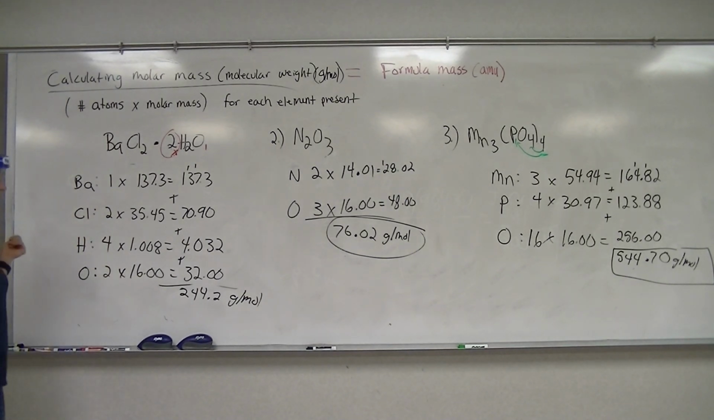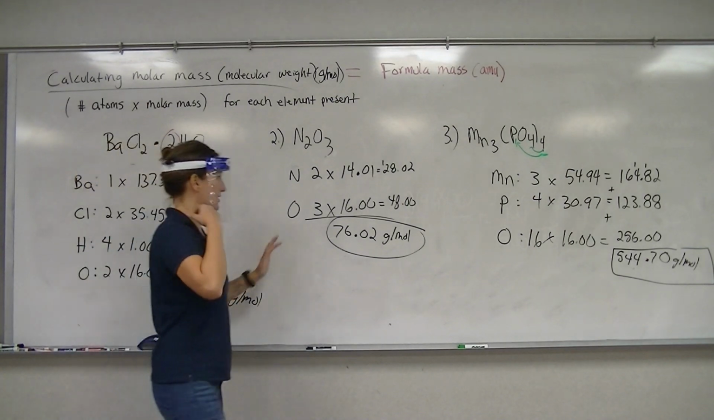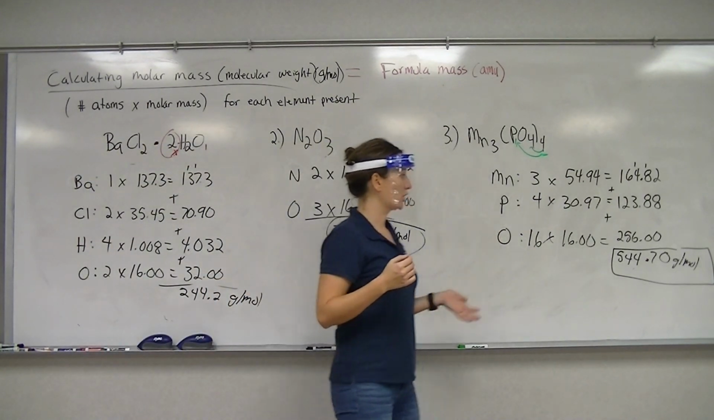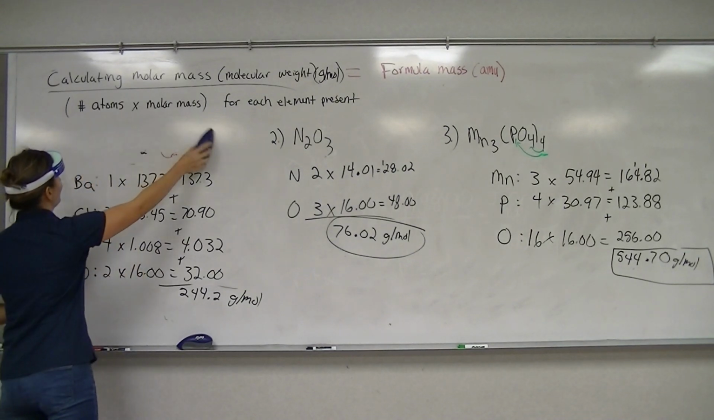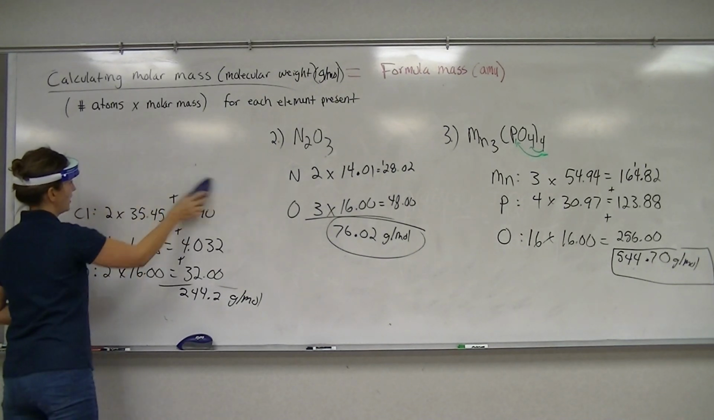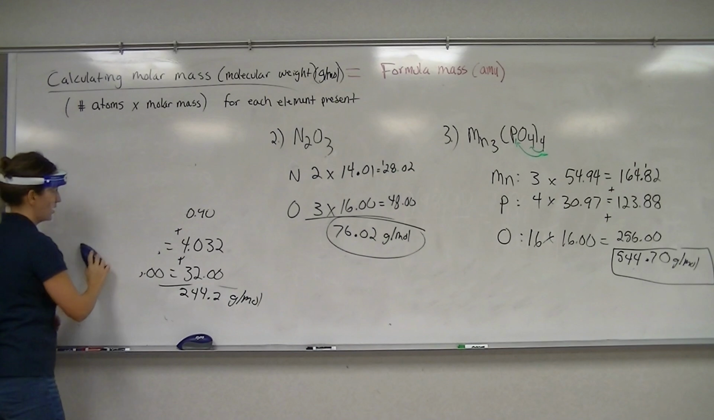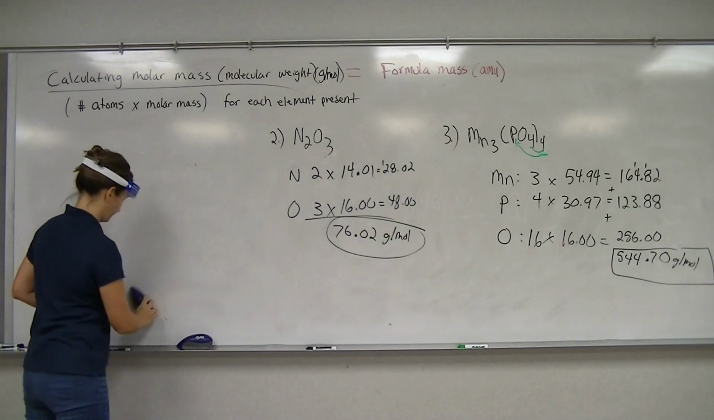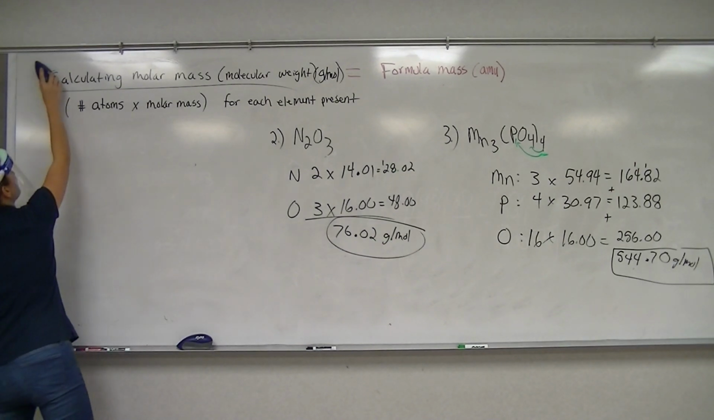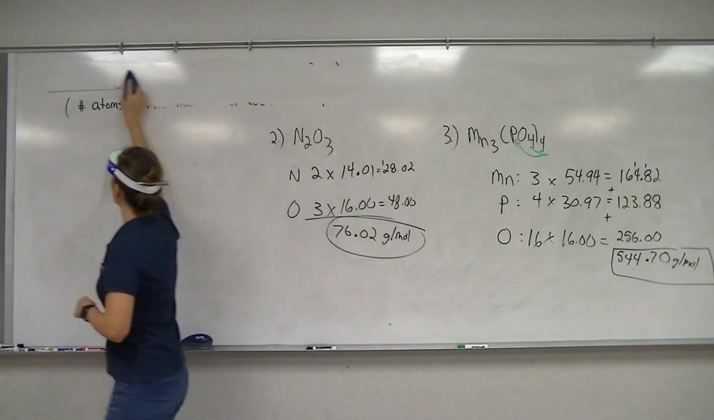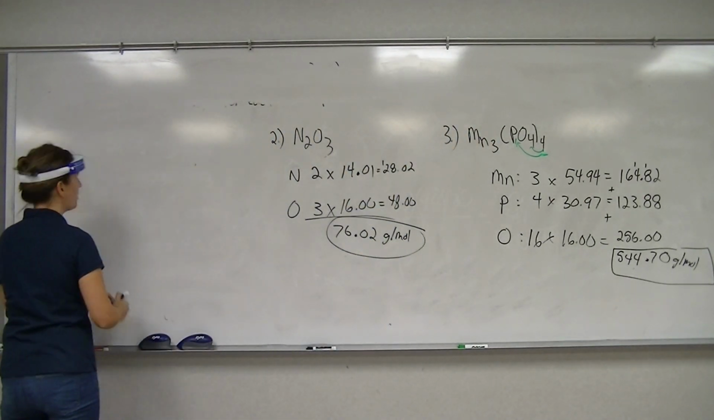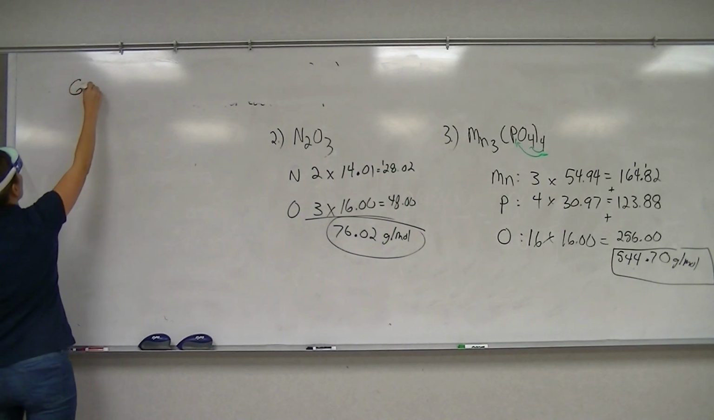So what I want to do now is we're going to take these molar masses that we calculated and we're going to use them in conversions. Okay, and we're going to start with just single atoms, and then we'll move on to the compounds that we just saw now. So now I'm going to erase this calculating molar mass because we're not going to do that. Now we're going to do gram, mole, and particle conversion.